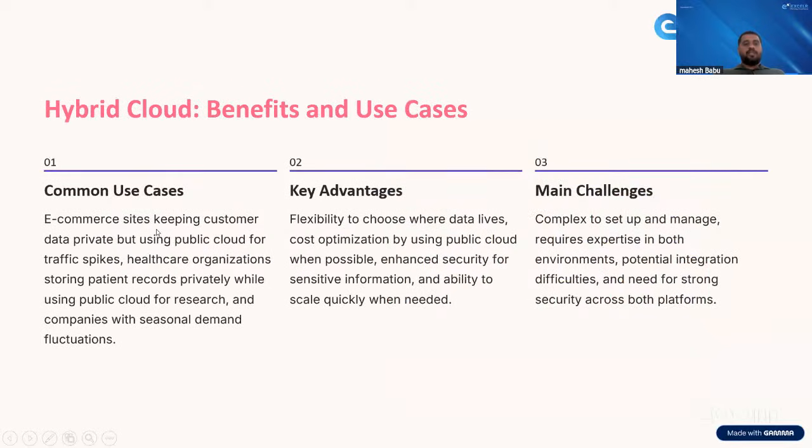Common use cases: e-commerce sites keeping the customer data private but using public cloud for traffic spikes; healthcare organizations storing the patient records privately while using the public cloud for research; and companies with seasonal demand fluctuations. So these are the common use cases. And the key advantage is flexibility to choose where data lives, because you have the flexibility whether you want to store the data in the private platform or the public platform. You can migrate from one to the other, because that's up to you.